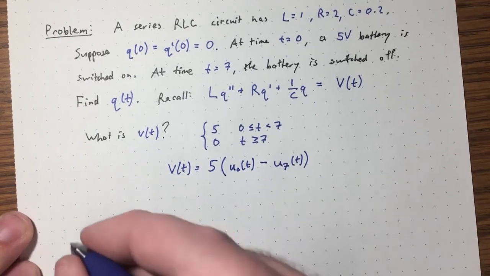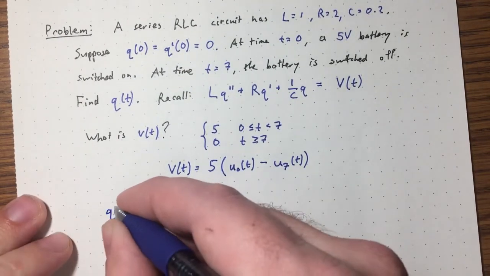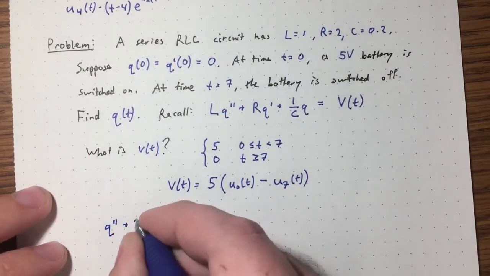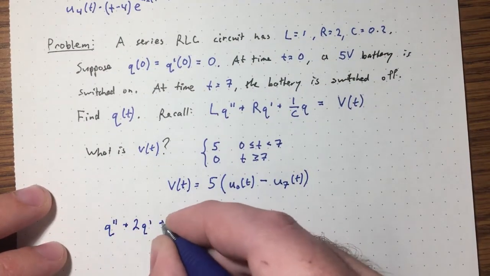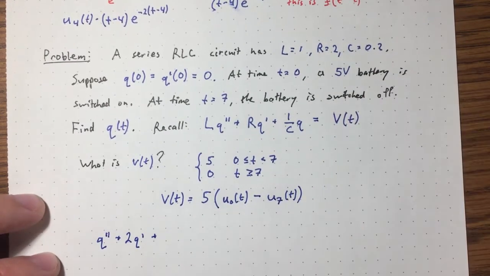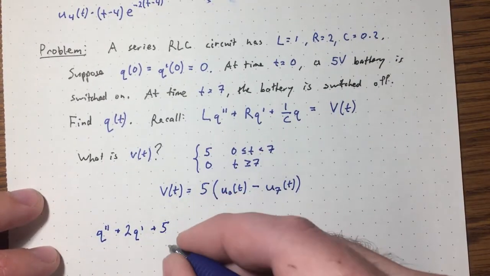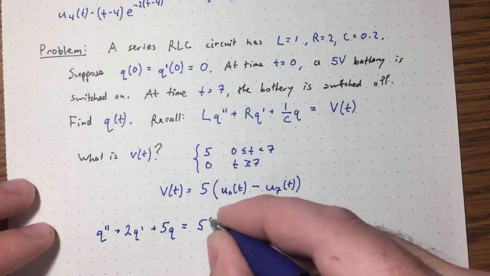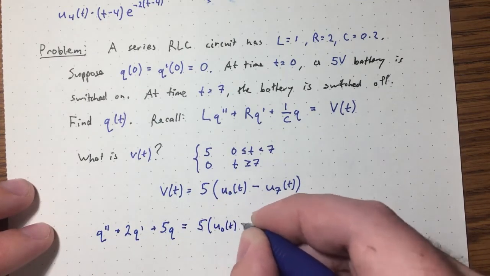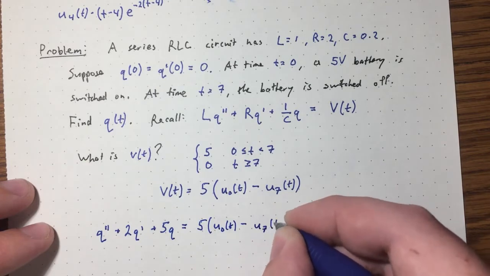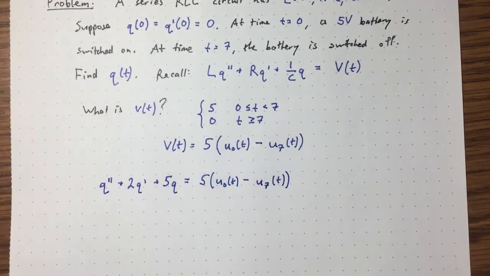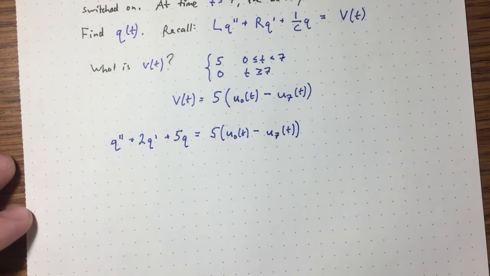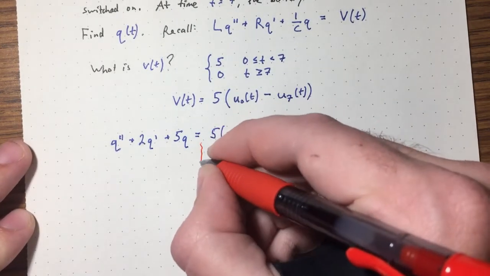Great, so let's write our differential equation. So we have q double prime, right, because L is 1, plus 2 times q prime, plus 1 over c, 1 over 0.2 is just 5, 5q, and that's going to equal this, 5 times u0 of t minus u7 of t. Okay, great. What do we do now? We take the Laplace transform.